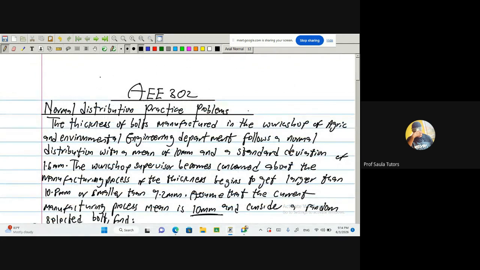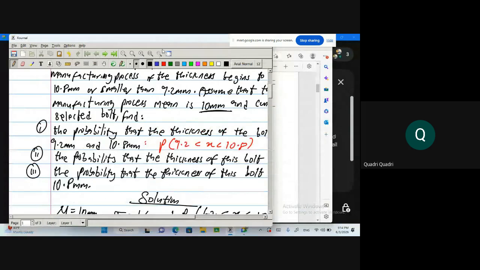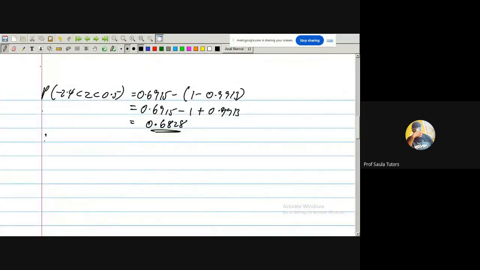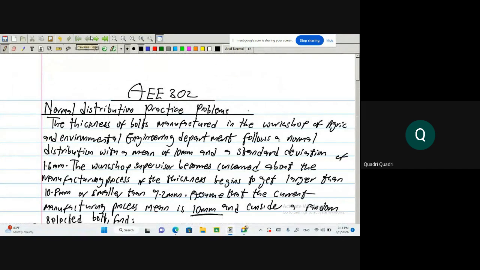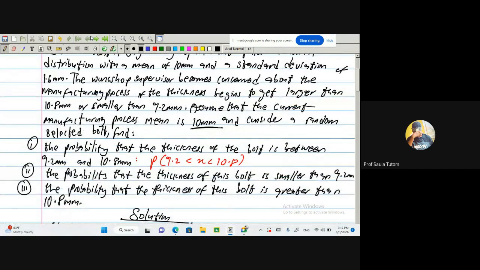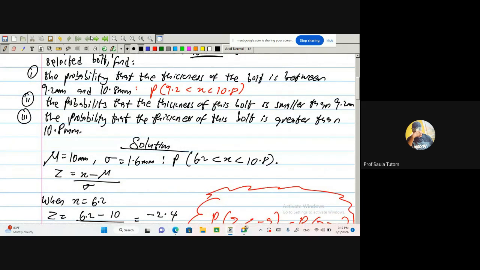So the next one under that question, they said the probability that the thickness of the boot is smaller than 9.2. So I have to find the probability that the thickness of the boot is smaller than 9.2. Let me cross check again. Yes, 9.2, we have been using 9.2.